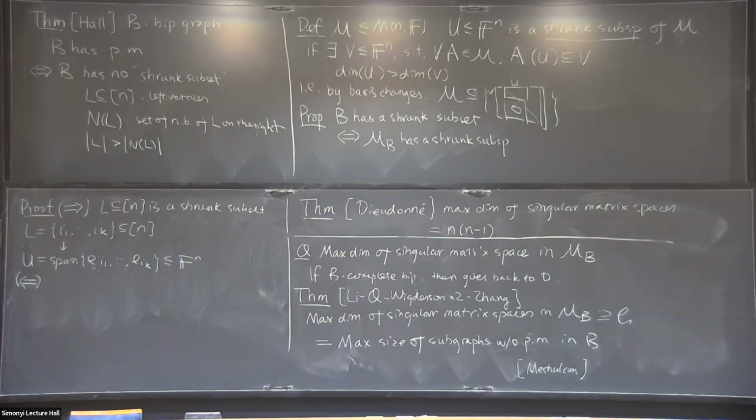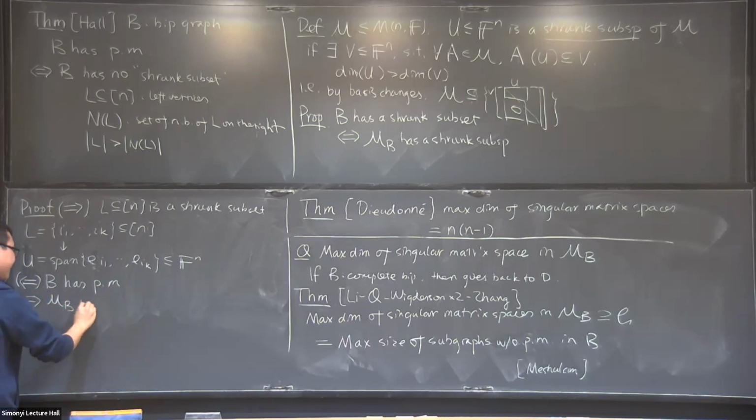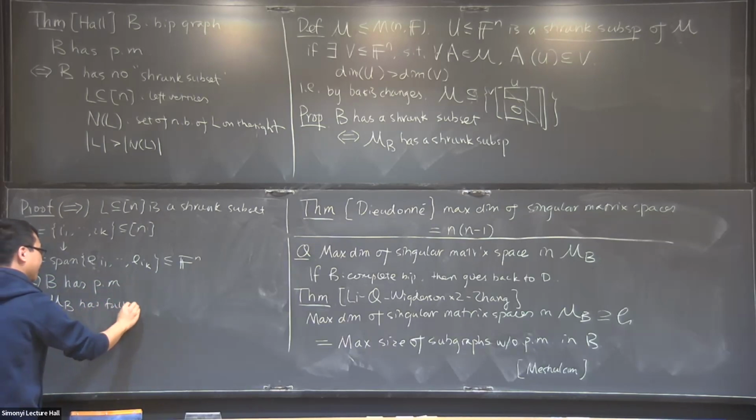This direction, we are going to cheat a little bit. That is, we're basically going to show that if B doesn't have a strong subset, then we want to show that MB has no strong subspace. So we start with B, but if B has no strong subset, then it has a perfect matching, right? So now we look at the case of B having a perfect matching. If B has a perfect matching, then MB contains a full rank matrix. We know that, right? So MB has a full rank matrix.